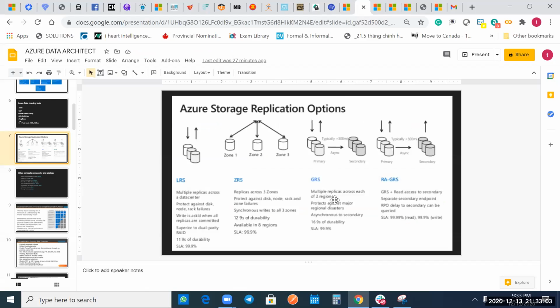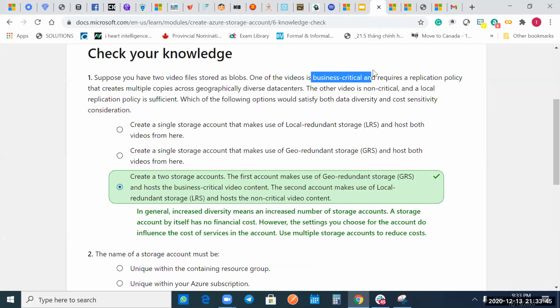So it replicates across two regions. You have the primary one, for example Singapore or Vietnam, to get your data from, and you also have the secondary region, for example Europe or North America. It's not syncing all the time; it syncs asynchronously, so it's eventual consistency. That means eventually it will sync up, but it's just there for backup. If something happens, you have the secondary to start your service. So that's why it's the second option. When you see business critical, remember GRS.